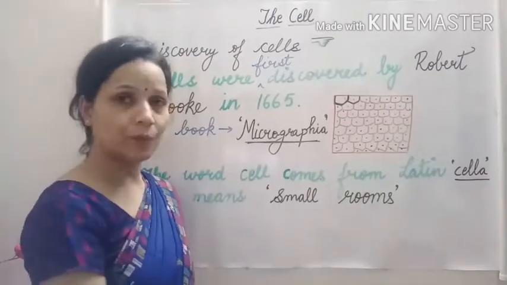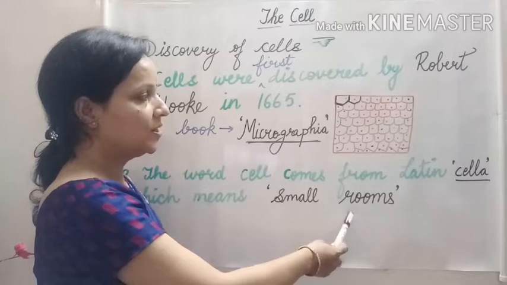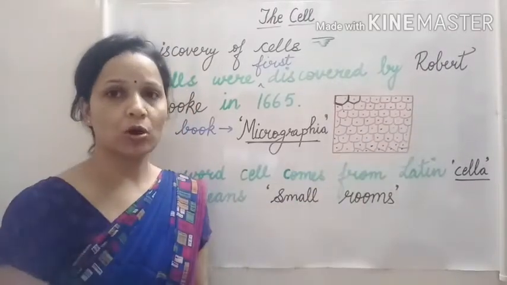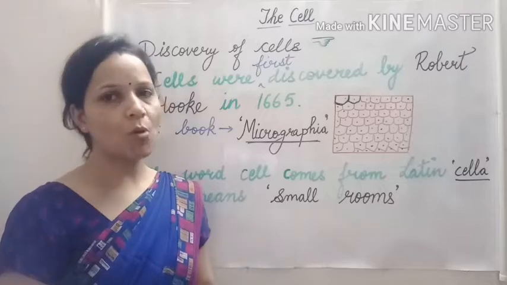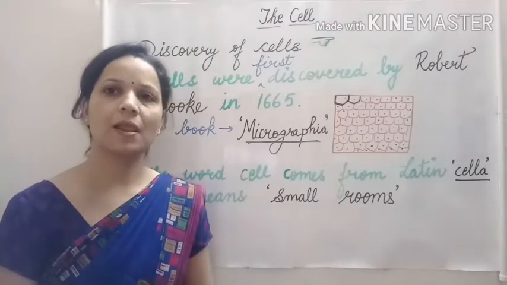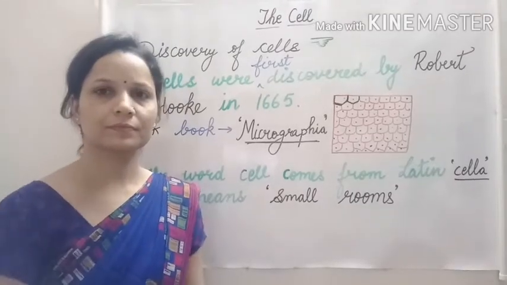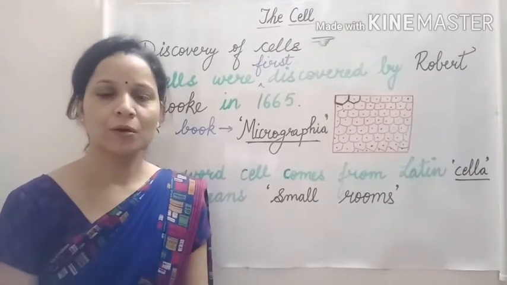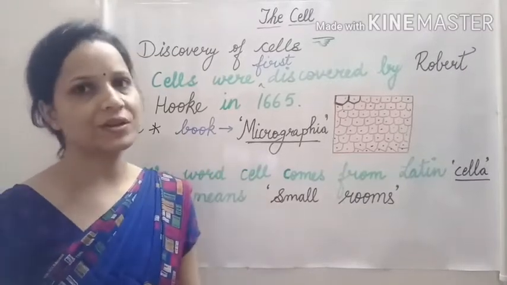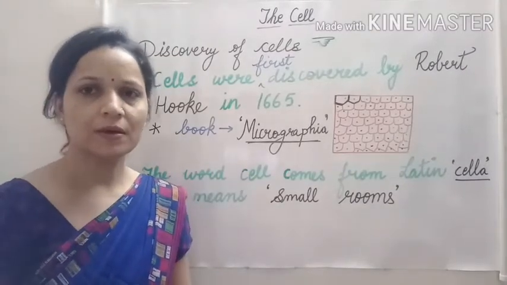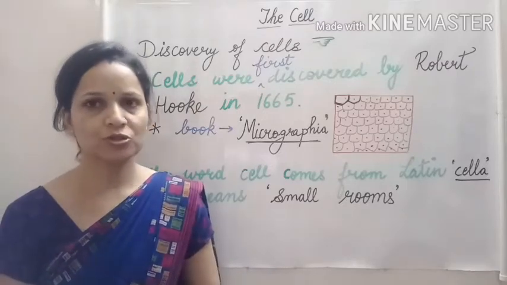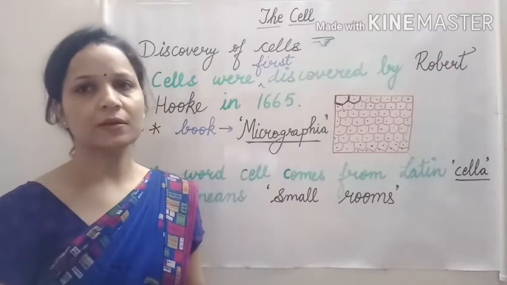The word cell comes from the Latin word cella, which means small rooms. Robert Hooke called these small boxes cells because they reminded him of small rooms called cells in which monks lived. Okay, so cells are the basic unit of all living organisms, or we can say cells are the structural, functional and biological unit of all living things.